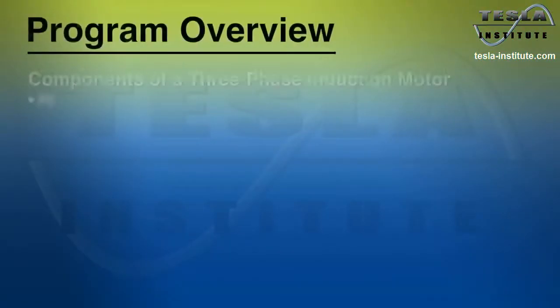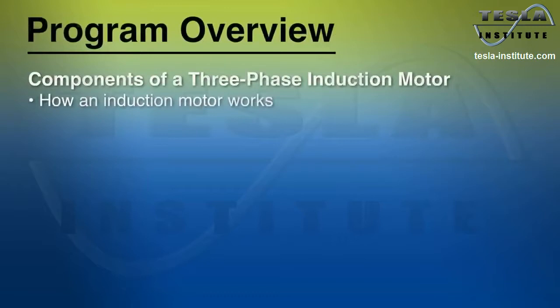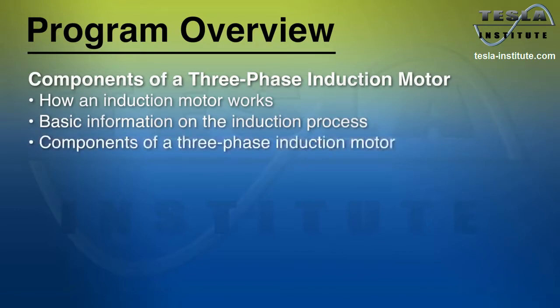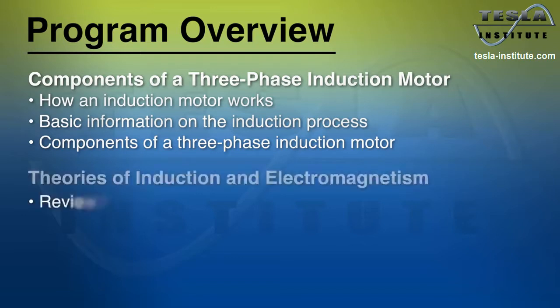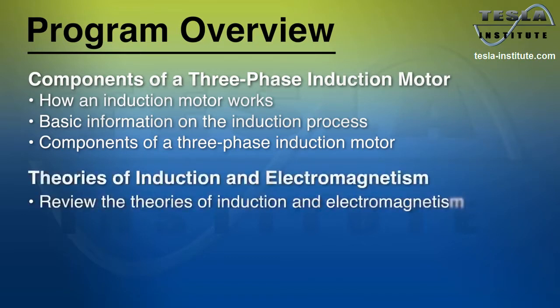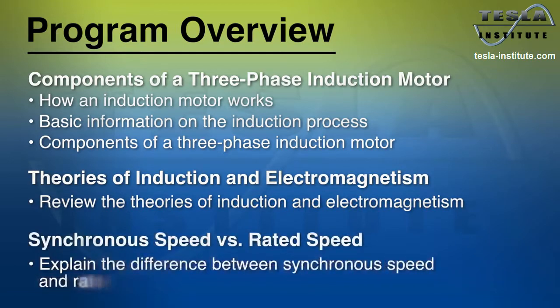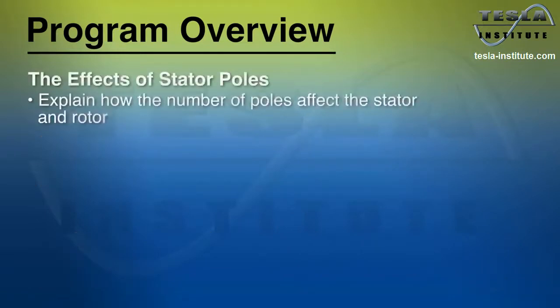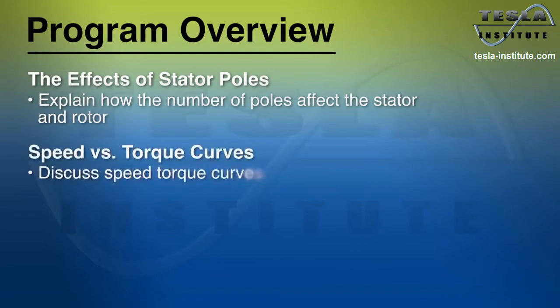In this program, we're going to look at how an induction motor works and provide you with some basic information on the induction process. We're going to start by listing the components that make up a three-phase induction motor. Then, to help you understand how they all work together and the role that each component plays, we'll review the theories of induction and electromagnetism. Next, we'll explain the difference between synchronous speed and rated speed, how the number of poles affect the stator and rotor, and discuss speed-torque curves.